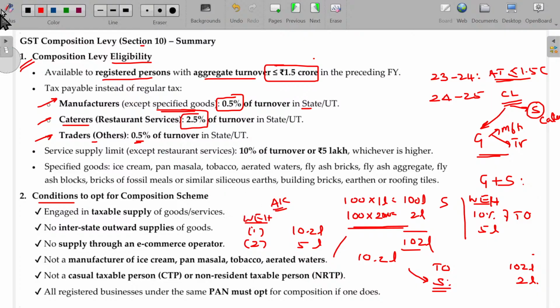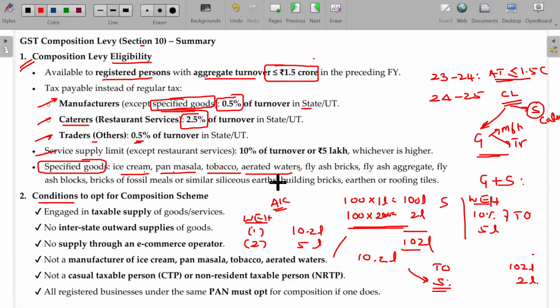Clear? Now, usually manufacturer or trading of goods not being specified goods. What are specified goods? Very easily you can remember these items: pan masala, tobacco, aerated waters, all these things. With that, ice creams also added. Very harmful, like pan masala, right? Don't drink aerated waters, and don't eat ice cream.